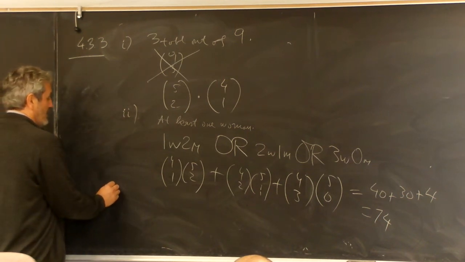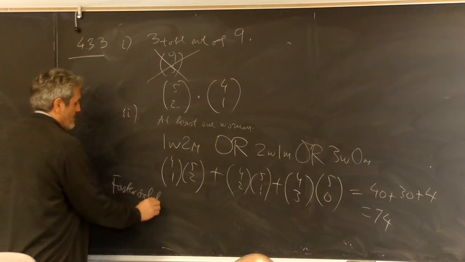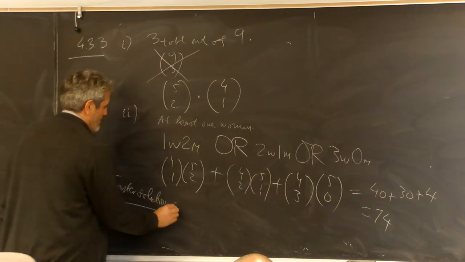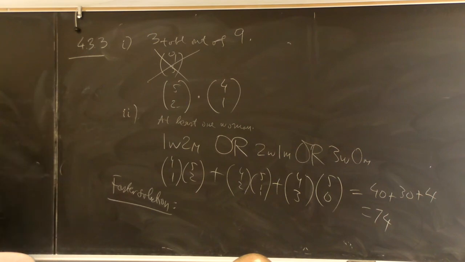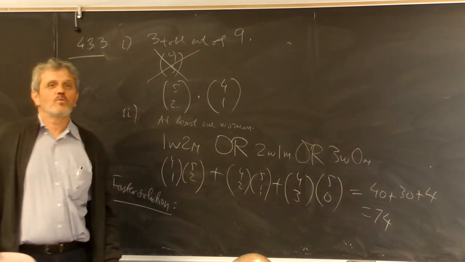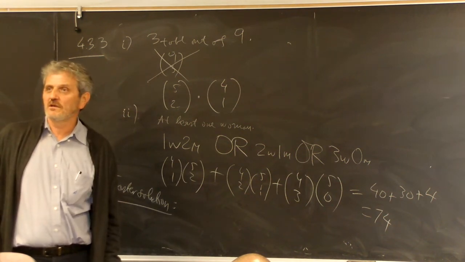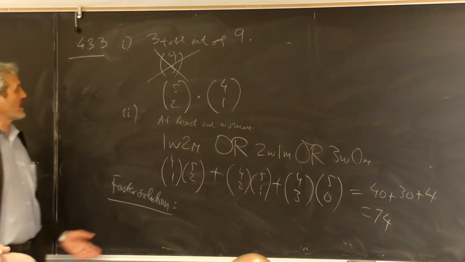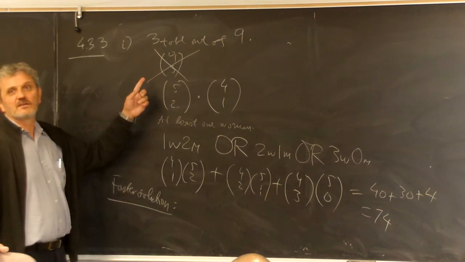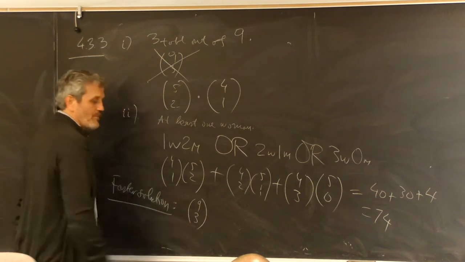But there is a faster solution. What can we do? Instead of counting all these categories, we can go for the complement. So how many committees are there altogether? So 9 choose 3. That's the total number of committees.